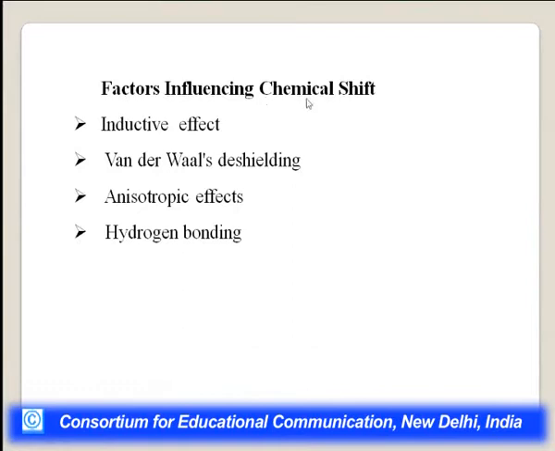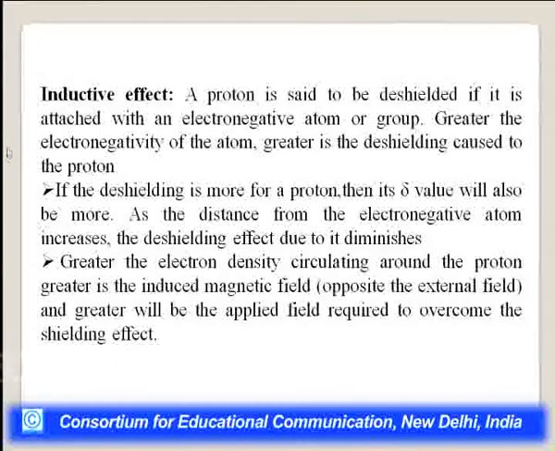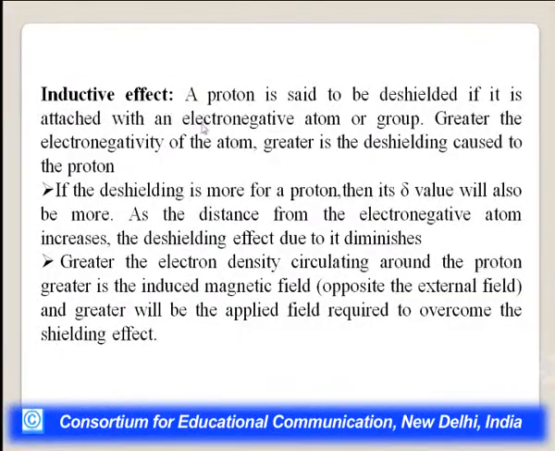Now, how is the chemical shift influenced, or we can say decreased or increased, because of these factors: because of the inductive effect, which we are discussing in detail, because of van der Waals de-shielding, because of the anisotropic effect, and because of hydrogen bonding. Let us discuss what the inductive effect is. A proton is said to be de-shielded if it is attached to an electronegative atom, or it can be a group. Greater the electronegativity of the atom, greater will be the de-shielding. If the de-shielding is more for a proton, then its delta value will also be more. As the distance from the electronegative atom increases, the de-shielding effect decreases, or we can say diminishes.